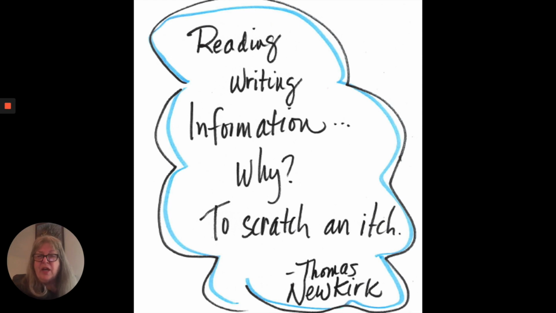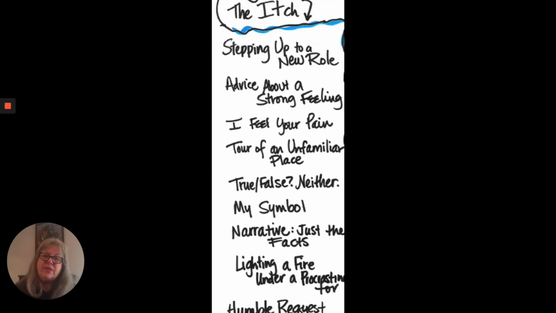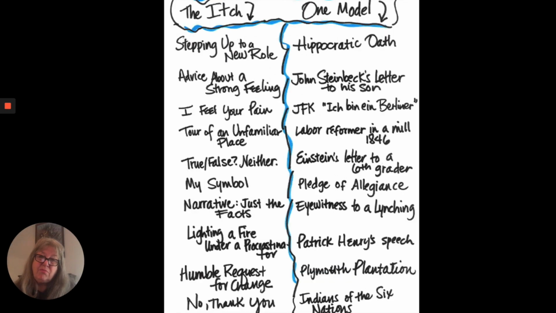Thomas Newkirk talks about reading and writing being really authentic when they involve an itch. There's an itch, like an urge to say something, and it's a personal one, grounded in a situation, grounded in reality. And when we do something to scratch that itch, we're either reading for information that we need, or writing something to convey to someone else some sort of a message. Maybe it's a text message that scratches the itch. But here are some examples of situations when we might need to say something to someone. The range is huge. We have models for each of those. These come from American history and the Hippocratic Oath, of course, stepping up to a new role.